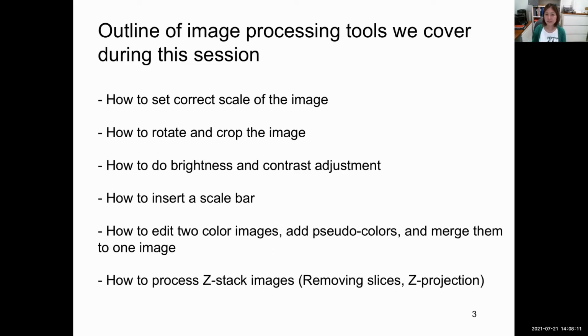And the outline of this second session, the tools we cover are: how to set the correct scale of the image, how to rotate and crop the image, how to do brightness and contrast adjustment, how to insert the scale bar, and how to edit 2 color images, add pseudo-colors, and merge them into 1 image. And if you have confocal Z-stack images, how you can remove slices and how you can project all the slices into 1 Z projection image.